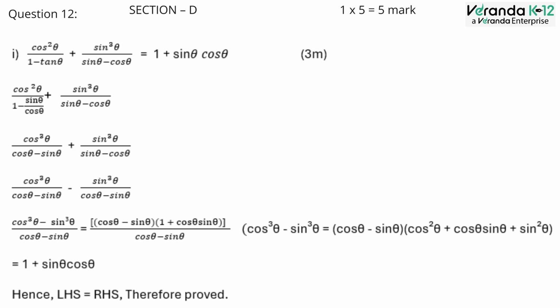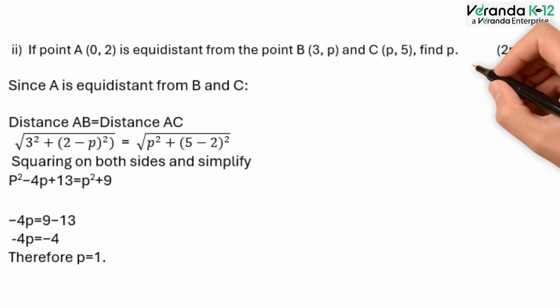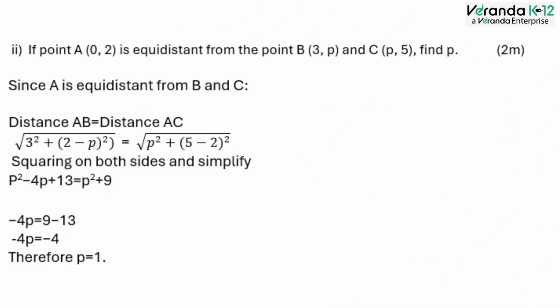12th one, second part. If point A (0, 2) is equidistant from the points B (3, P) and C (P, 5), find P. So here we are going to use the distance formula. Since it is given that A is equidistant from B and C, we'll find out the distances AB and AC. Then we will equate both. Then we will find out P.